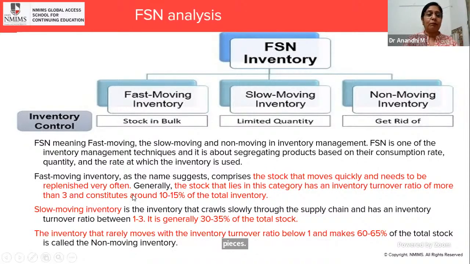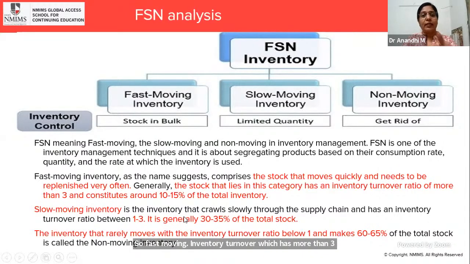So these are the industry standards I have given here. Fast moving: inventory turnover of more than 3% is considered fast moving. Between 1 and 3%, as per industry standard, is considered slow moving inventory, and less than 1 is considered non-moving inventory.